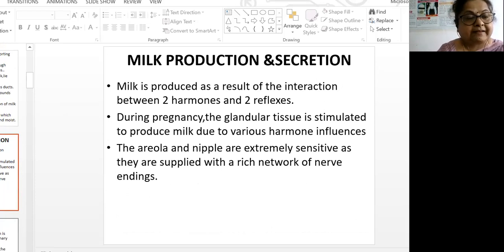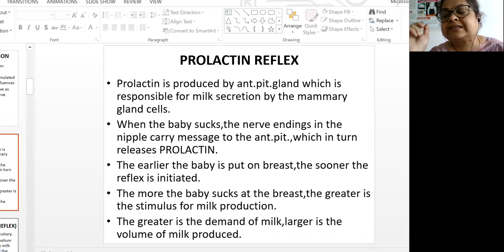Now, the first reflex is the prolactin reflex. As is evident by the name, it is under the influence of the hormone prolactin, which is secreted by the anterior pituitary gland, and it is responsible for milk secretion by the mammary gland cells. When the baby sucks, the nerve endings in the nipple carry a message to the anterior pituitary, which in turn releases prolactin. The earlier the baby is put on the breast, the sooner this reflex is initiated, and the breastfeeding will be successful. The more the baby sucks the breast, the greater is the stimulus for milk production. The greater the demand for milk, the larger is the volume of milk produced.